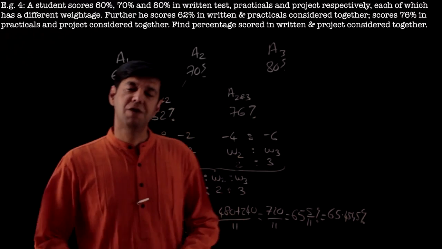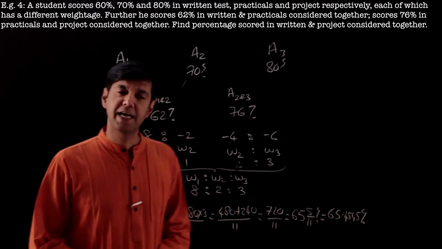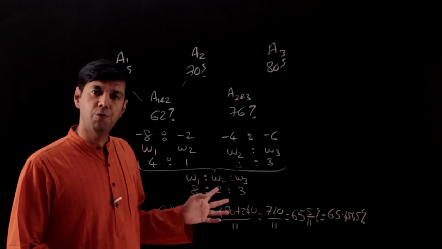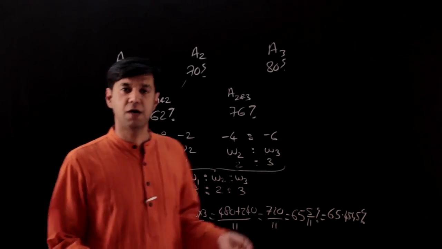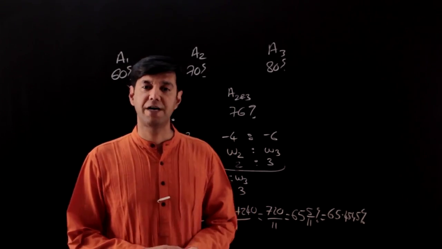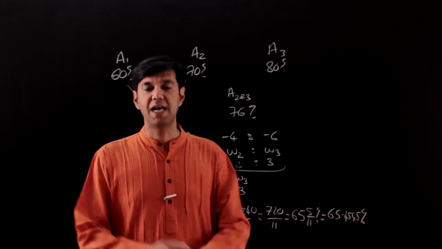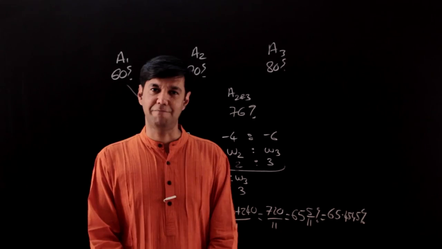Hope this is clear. So we'll do one more practice example using alligation, but a little different. Till now, we were always finding the ratio of weights. Now, the ratio of weights will be given. One of A1 or A2 is not given. So, how does alligation make it easier then? Let's check it out.